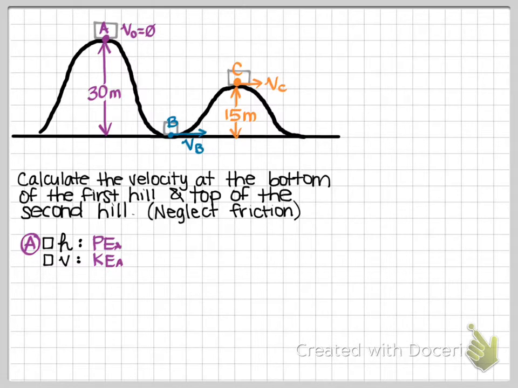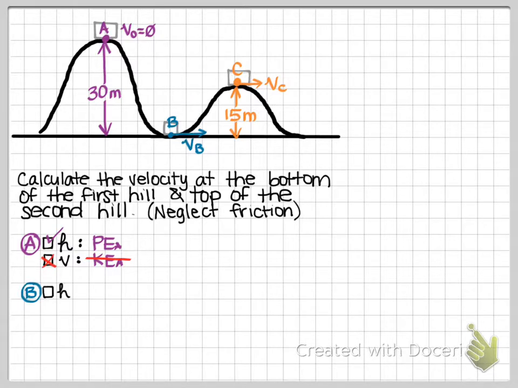So we know that we are on this hill, so we have height, but it starts from rest, so you have no velocity. No velocity means no kinetic energy, but because you have height, you do have potential energy at A. Alright, we'll go look at point B and ask ourselves the same two questions.